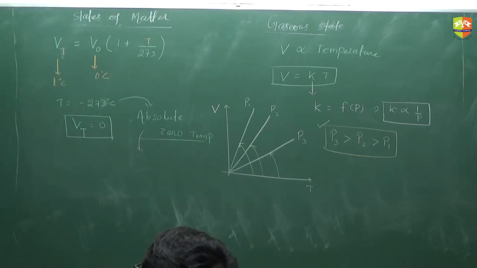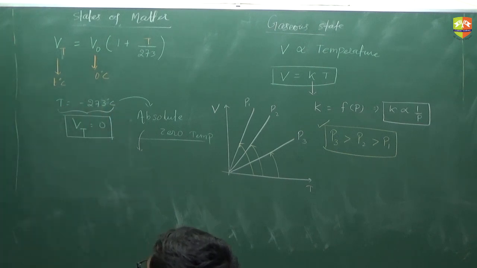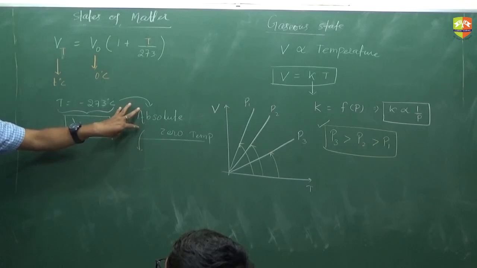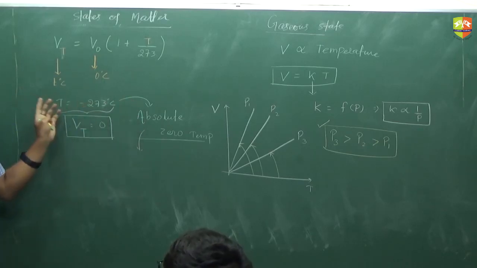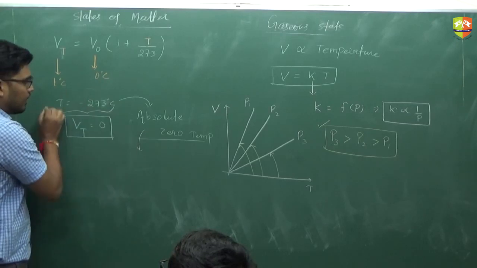So, sir, the temperature... No, that we can find out. But the definition of this temperature is what? That all kind of motion freezes at this temperature for the molecules. That's why it is very difficult to achieve this temperature. You cannot freeze all kind of motion. Translational motion you can freeze, but vibrational motion you cannot freeze. It's very difficult to freeze. So it's a theoretical thing, practically we cannot achieve.